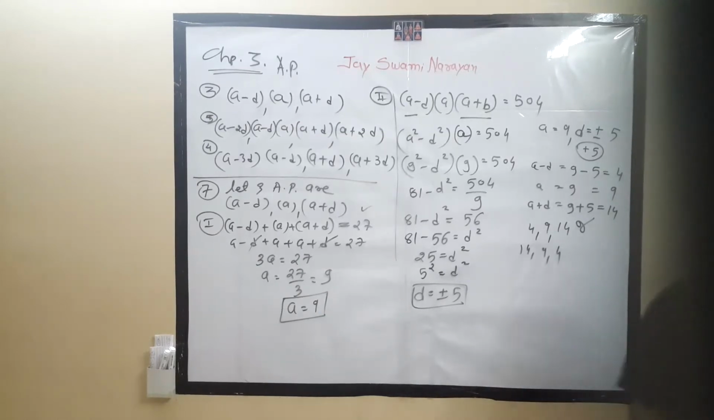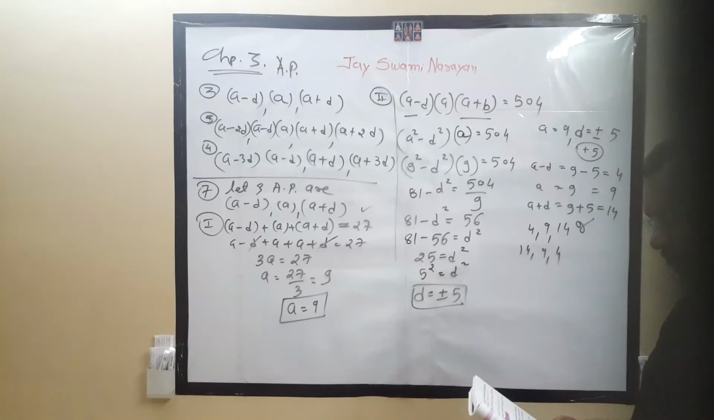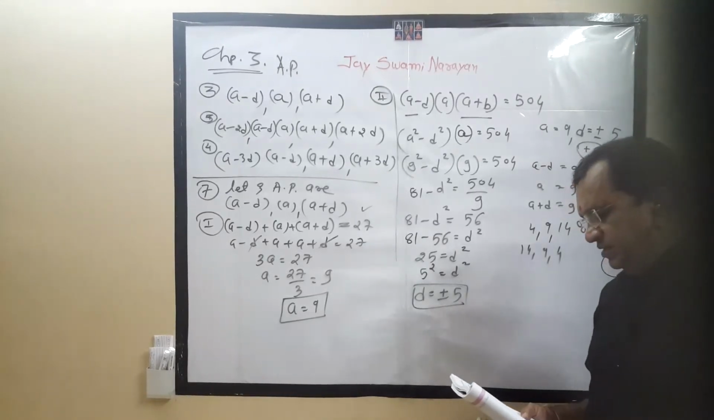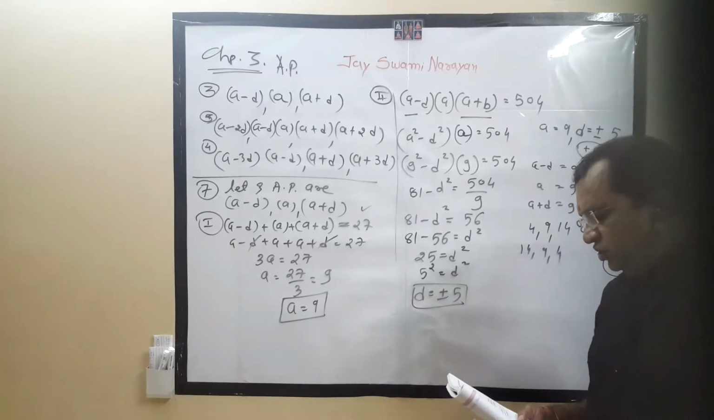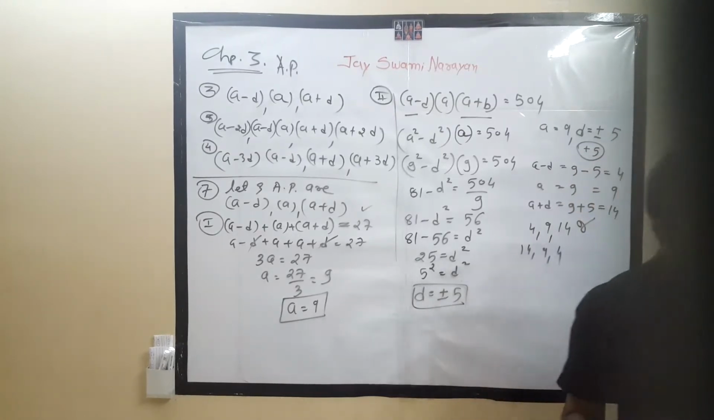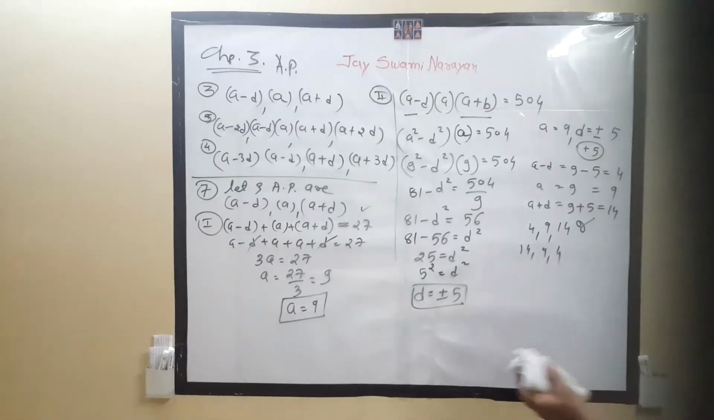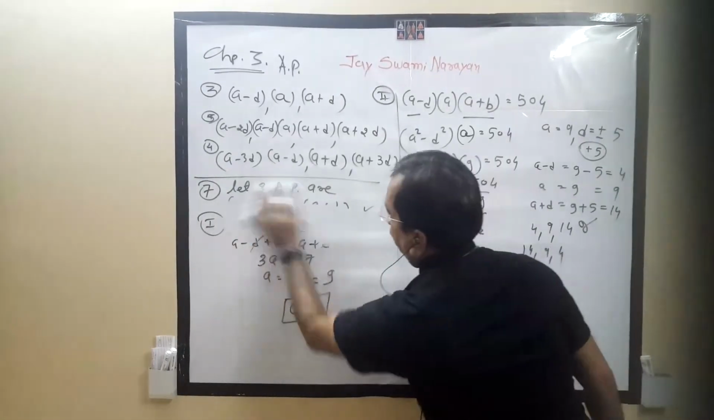Now, next question. Find 4 consecutive numbers whose sum is 12 and whose third and fourth terms' product is 14. Now, four sum.